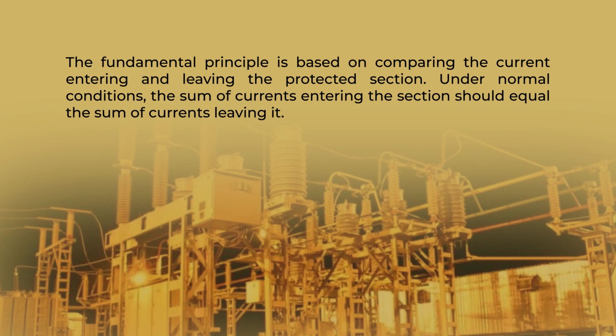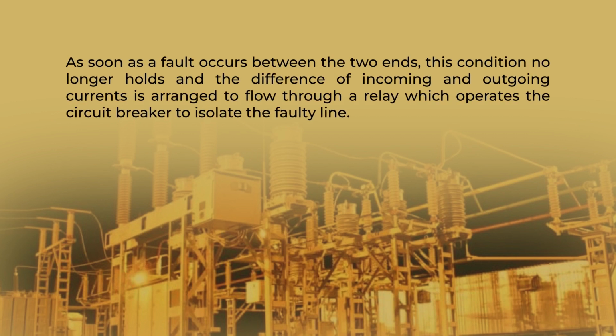We already know that under the normal condition, the sum of current entering the section should be equal to the sum of current leaving it. As soon as a fault occurs between the two ends, this condition no longer holds and the difference of incoming and outgoing current is arranged to flow through a relay which operates the circuit breaker to isolate the faulty line. But if a fault occurs outside the protected section, the currents at the ends of the line still balance and the relay does not trip. So, it provides a unit protection.